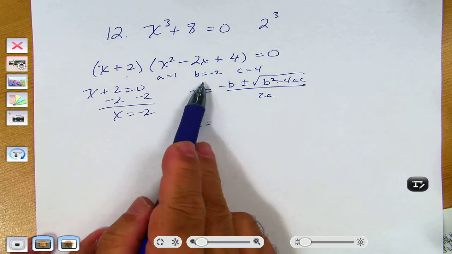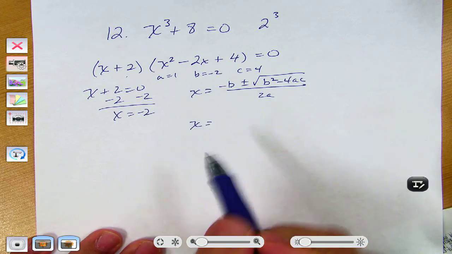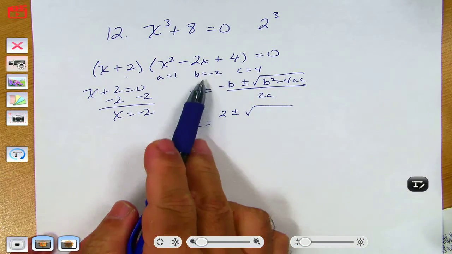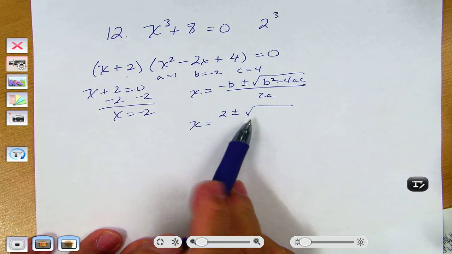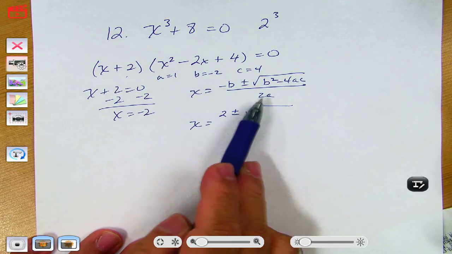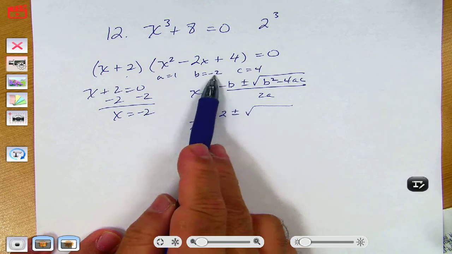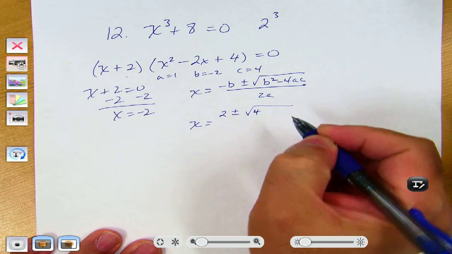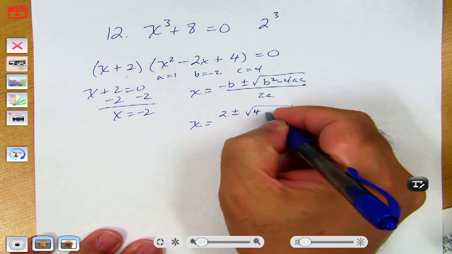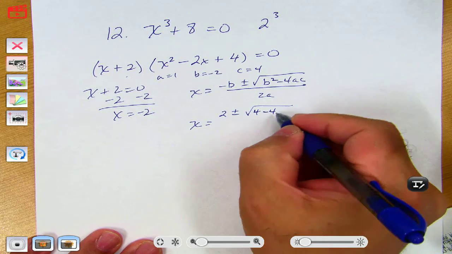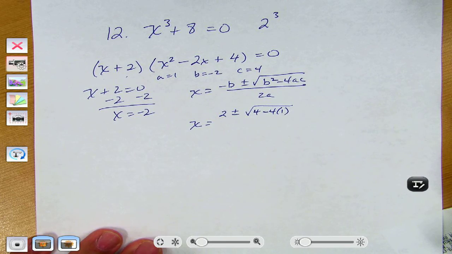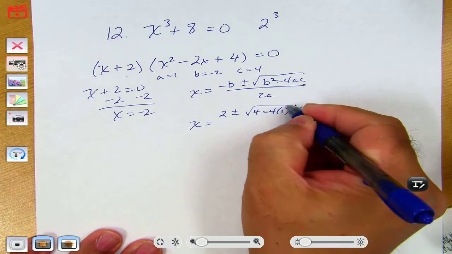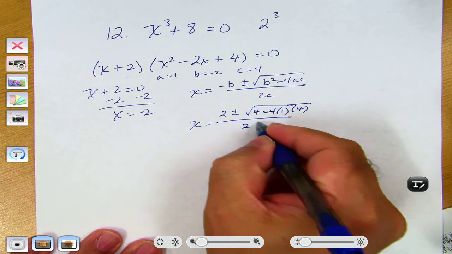All right, so it's the opposite of b. b is -2, so it's +2. It's the opposite of b, square root of. And I go ahead and square it. Most people make a mistake on the calculator, that when they plug in -2, they mess it up. But -2 squared is +4. Minus 4, a is 1, c is 4, over 2a.